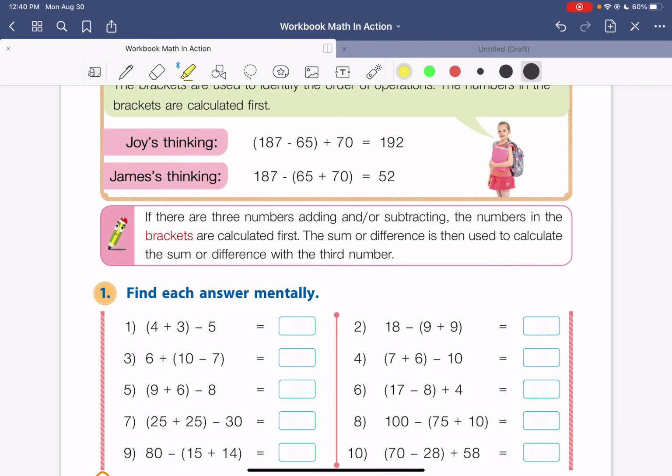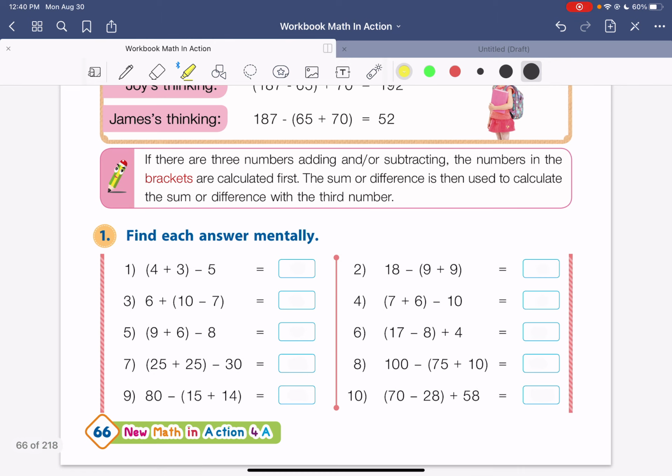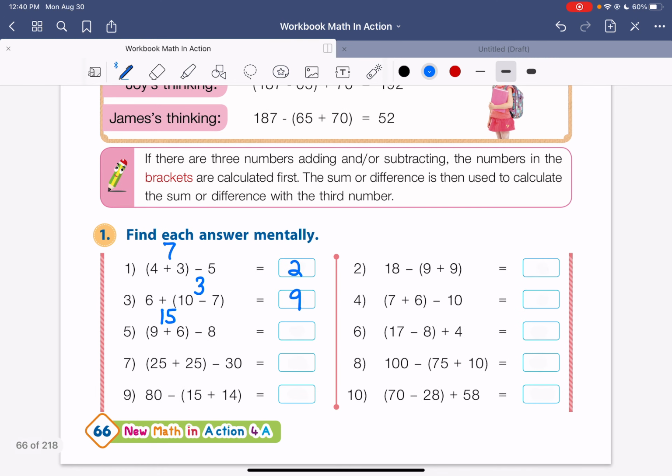Okay, so we're going to do this real quick. 4 plus 3 minus 5. We're going to do 4 plus 3 first. 4 plus 3 is 7. 7 minus 5, we get 2. 10 minus 7, we get 3. 6 plus 3, we get 9. 9 plus 6, we get 15. 15 minus 8, we get 7.